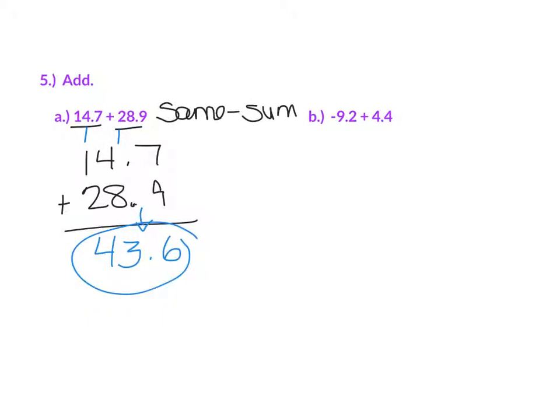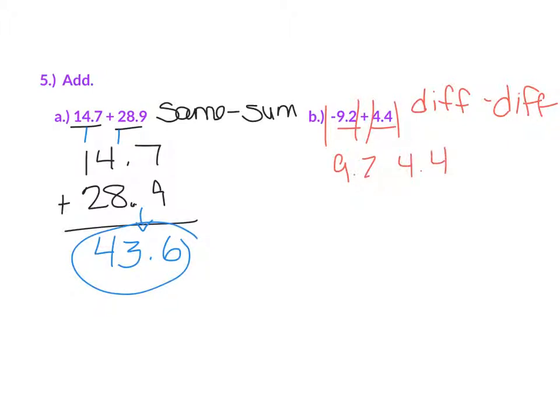My next problem, I have a negative and a positive number that I'm adding. So the signs are different. Find the difference. Difference. So that means I'm going to be subtracting. So when I subtract, even though they're in this order, I'm really finding the difference of those absolute values. So don't forget that's of the absolute values, which is the distance from 0. So this would be 9.2 and 4.4. So what I'm going to do with those is subtract.